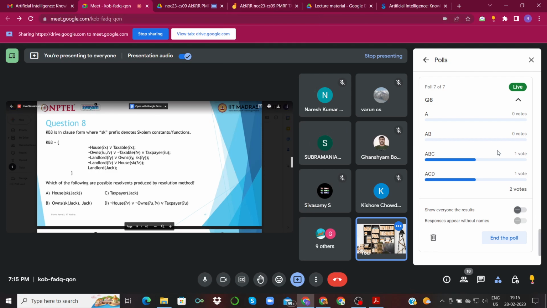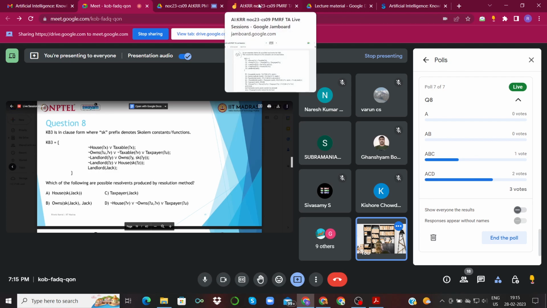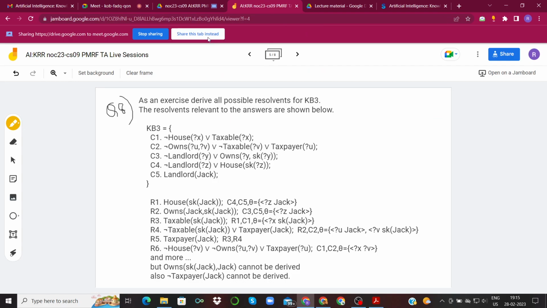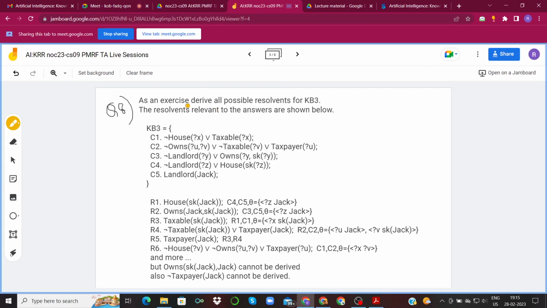Since this one is a bit involved or a bit longer than the other solutions, I'll spend some more time on this particular question. I will encourage you to derive all possible resolvents, but for this particular question, we'll confine ourselves to the options that are given to us. If you are able to derive all options, then we'll stop there. So this is the knowledge base that is given to us.